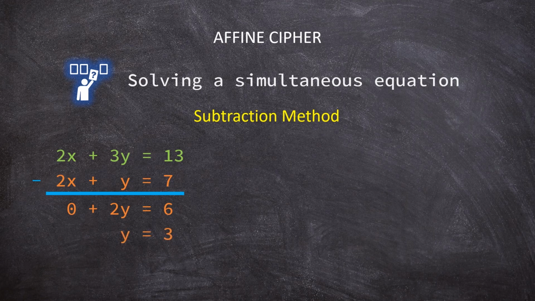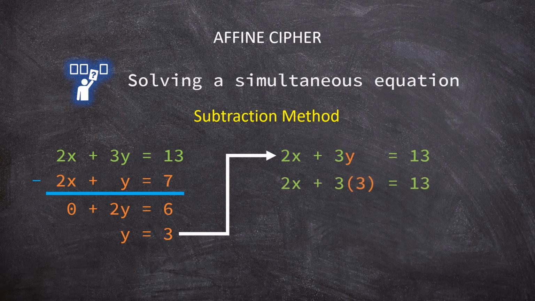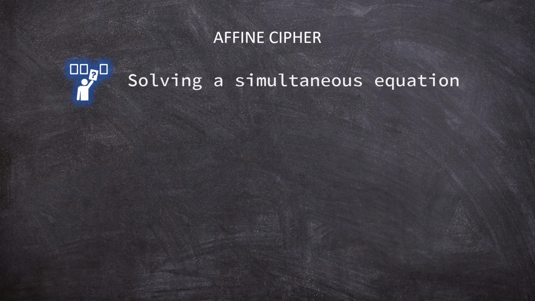We now know the value of one of our unknown variables. To find the value of the other unknown, we simply substitute y into one of the equations, and it doesn't really matter which one, and then we solve for x. We now have both the x and y values for each of these equations. And as you can see, it's a simple process, so let's see how this can be used to break the Affine cipher. For this attack, we'll be focusing on the encryption function to build our two simultaneous equations.